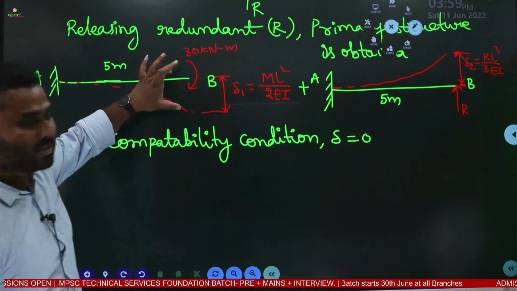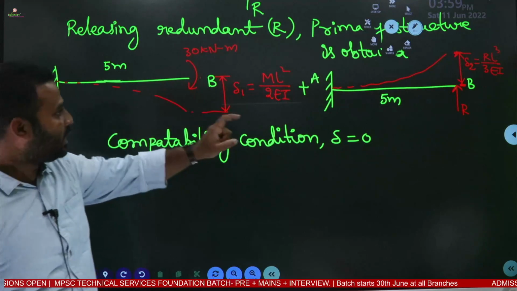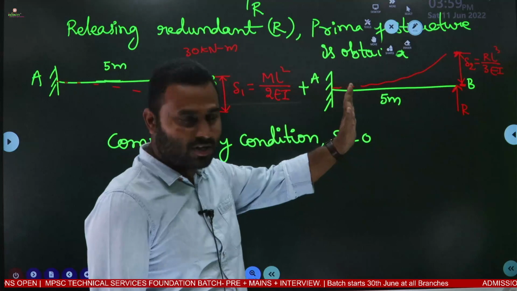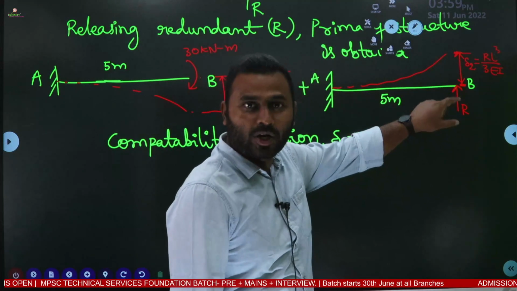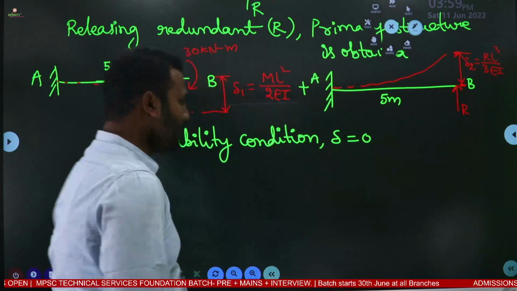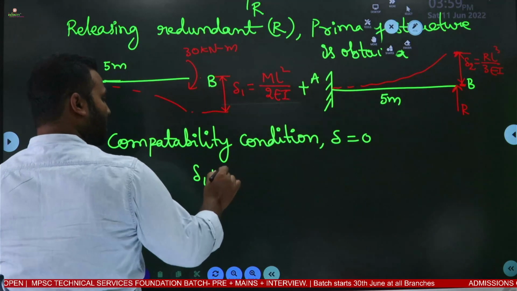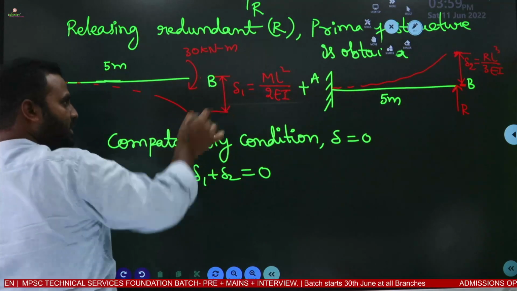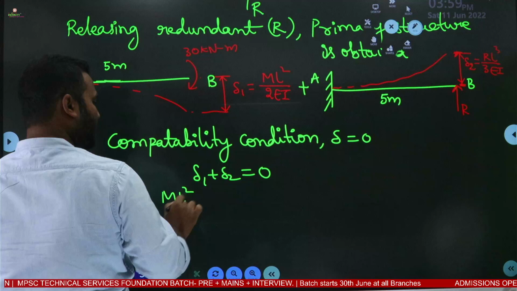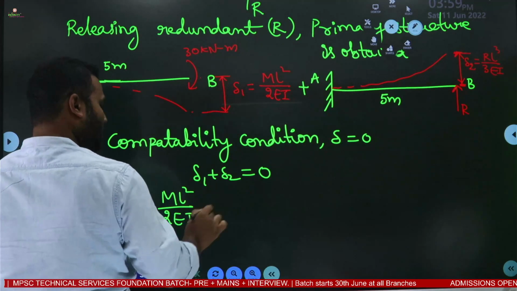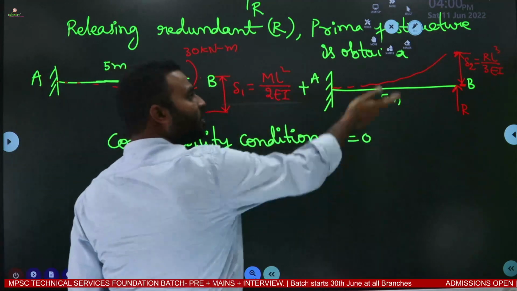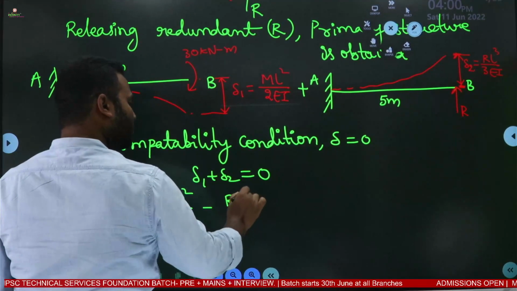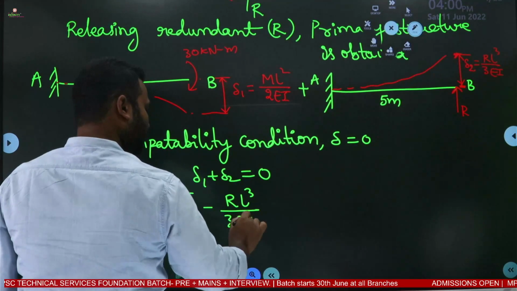But in the released structure, due to the load, the deflection we have obtained is downward delta 1, and on the very same released primary structure, the deflection we obtained due to the redundant is upward delta 2. It means delta 1 plus delta 2 should equal 0. Let us take downward as positive. So ML square by 2EI is positive, and as downward is positive, upward is negative. That is quite obvious, right? So minus RL cube upon 3EI equals 0.